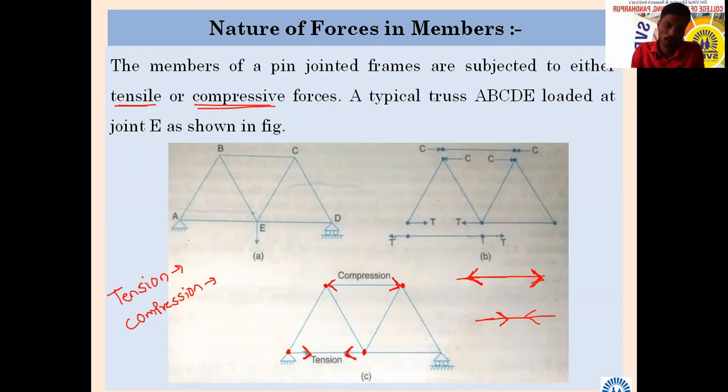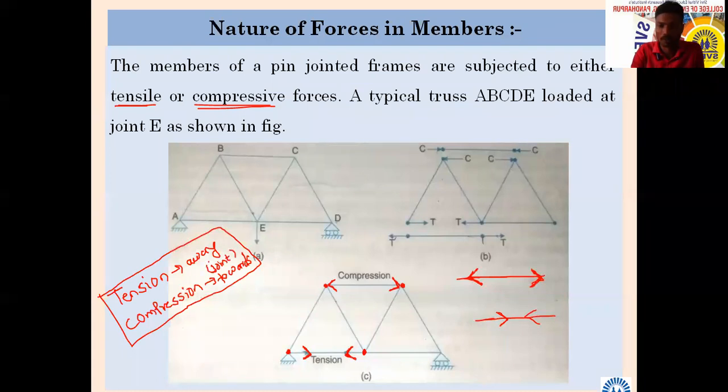The force if it is going away from the joint, then it is called as tension, and if it is going towards, then it is called as compression. म्हणजे एखाद्या मेंबर मधलं फोर्स हे if it is something like this, tension away from the joint, पण हे जॉइंट पासून आहे लक्षात ठेवा. From the joint, away from the joint tension, towards the joint compression.